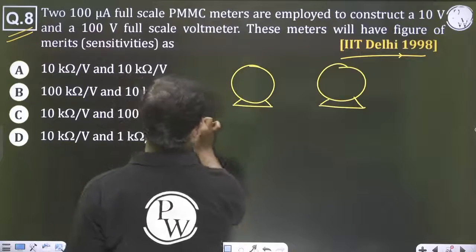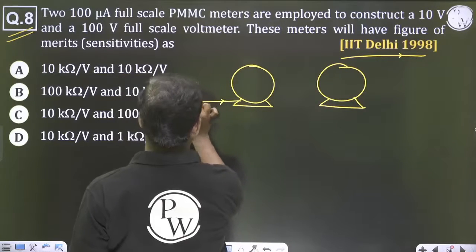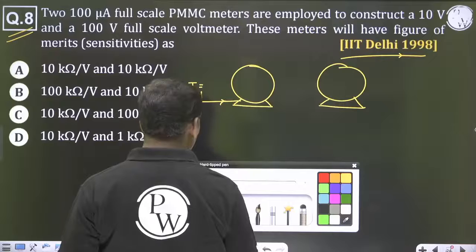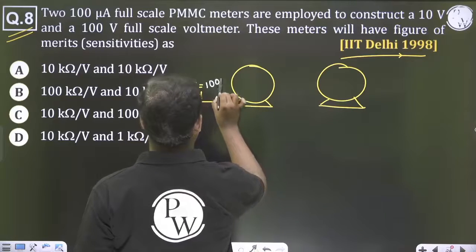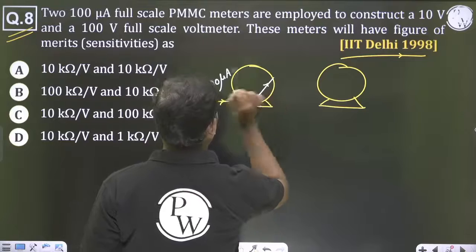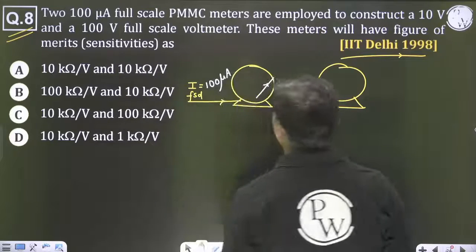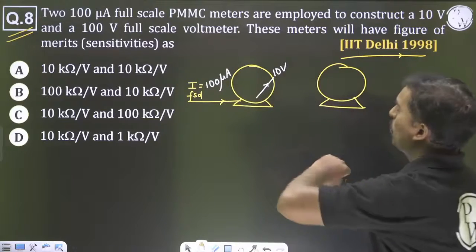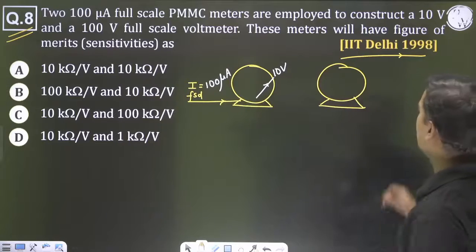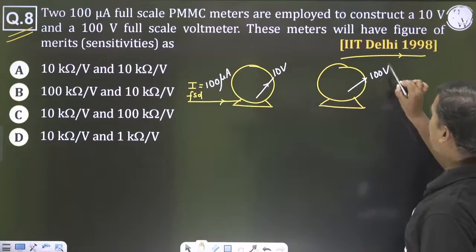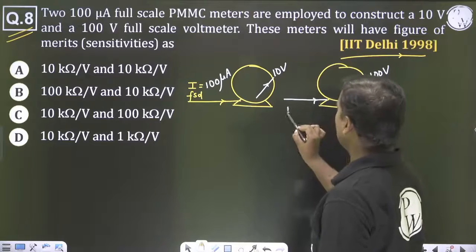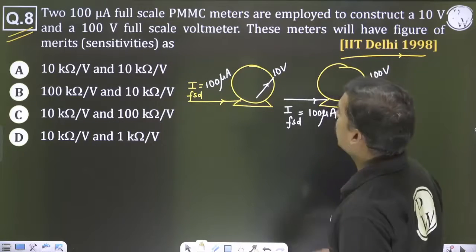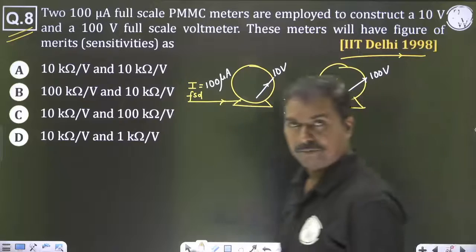What is the full scale deflection current? This full scale deflection current IFSD is 100 microamperes, to give a full scale voltage. What is the full scale voltage for this? 10 volts. For the second one it is 100 volts. And what is the full scale deflection current here? The same full scale deflection current here also. The question asked is the figure of merit of these meters.